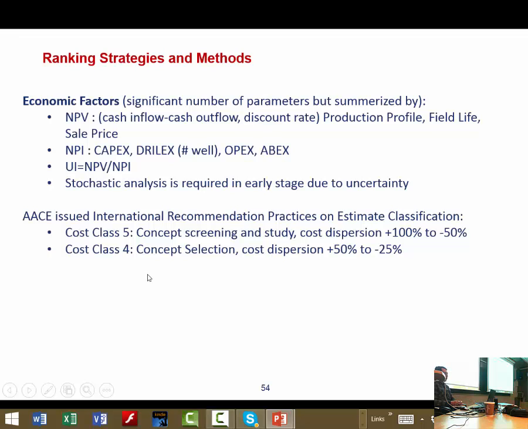And cost class 4, concept selection, when the cost dispersion is between plus 50% to minus 25%, or in other words, your cost accuracy should be in this range, between plus 50% to minus 25%. You are using the weight of machinery equipment and the weight of structural material. Roughly, if the weight is 500 tons, half of it will be machinery and half of it will be structural, and that roughly is what it is going to cost.